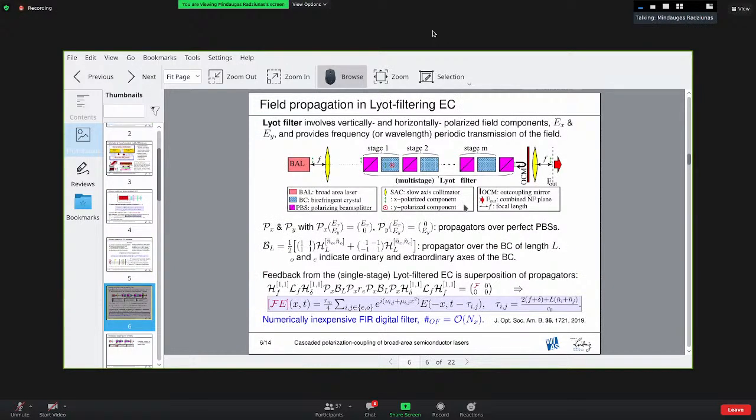Now let's talk about layered filtering. Layered filters are composed of couples of polarization beam splitters, which are the lilac boxes in my diagram, and birefringent crystals, which are the blue boxes in the diagram. They can have several stages, or only a single stage; it is not so important. A layered filter involves vertically and horizontally polarized field components and provides frequency- or wavelength-periodic transmission of the field. That's the action of a layered filter in our configurations.